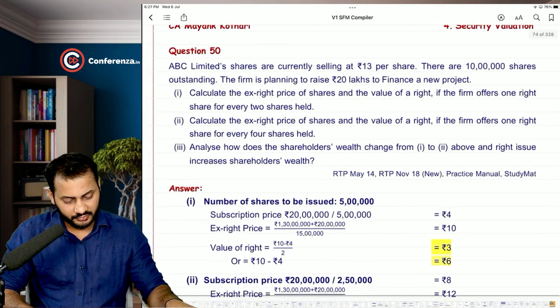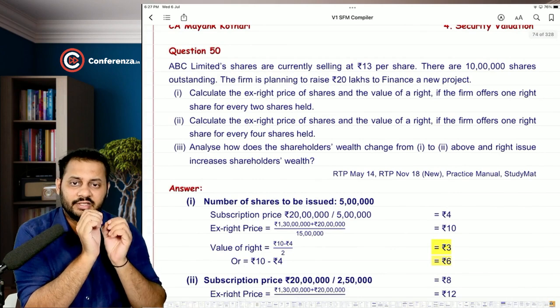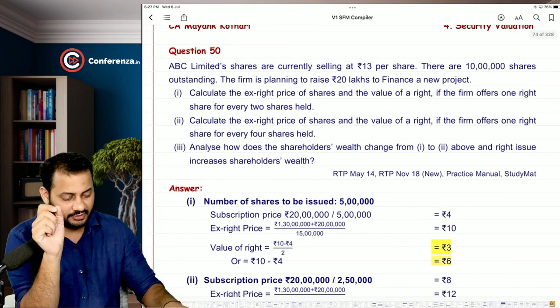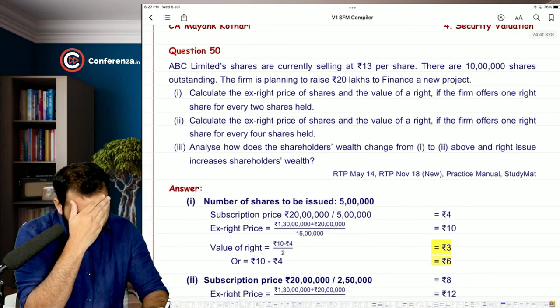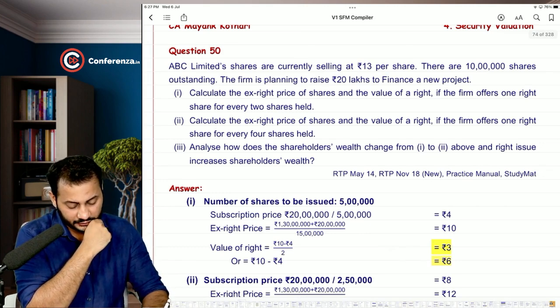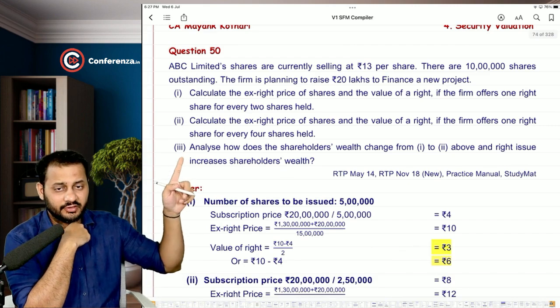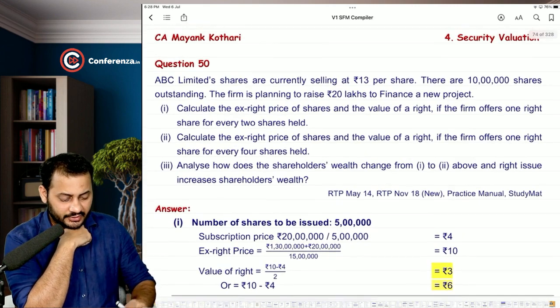Let's have a look at question number 50. Something different. ABC Limited shares are currently selling at rupees 13 per share. The first two parts of these two are also the same. The third one is only different. Okay, let's continue with this.